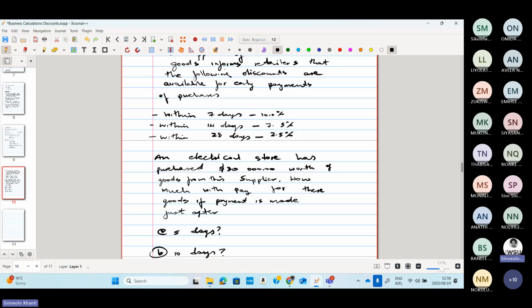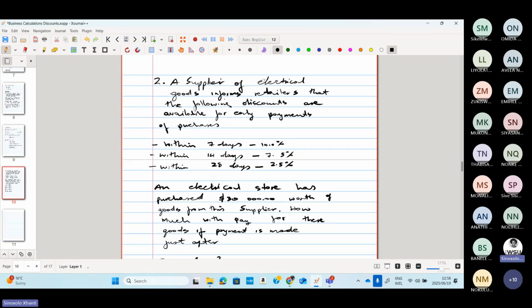We have a supplier of electrical goods who informs the retailers that the following discounts are available for early payment of purchases. So this supplier is actually offering a cash discount. If someone pays within 7 days, they will get this discount. If someone pays within 14 days, they will get this discount. If they pay within 28 days, they will get this discount.